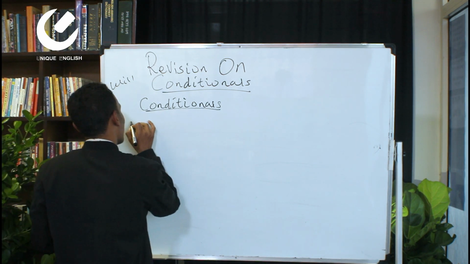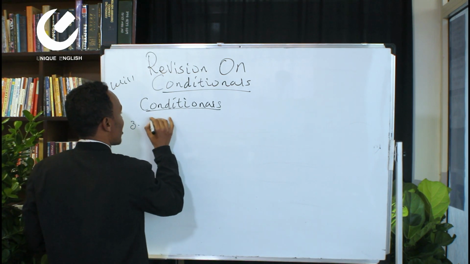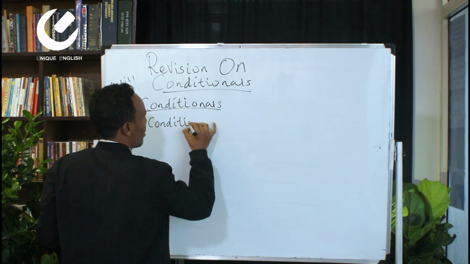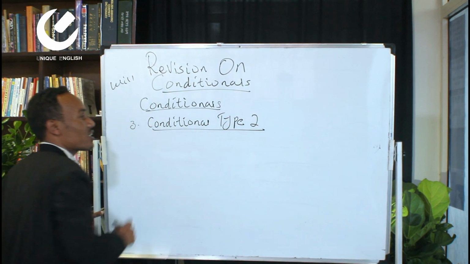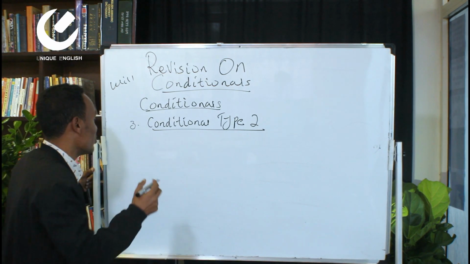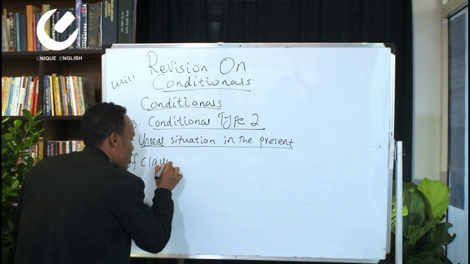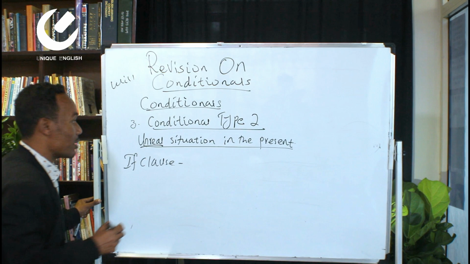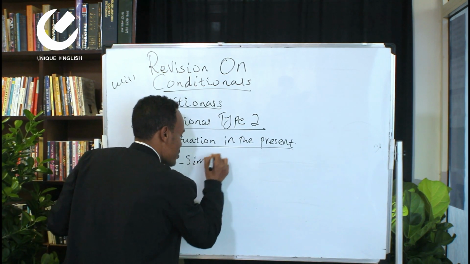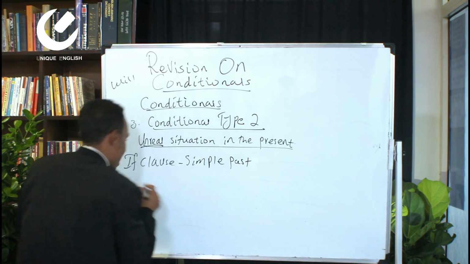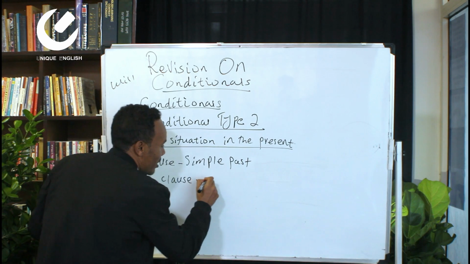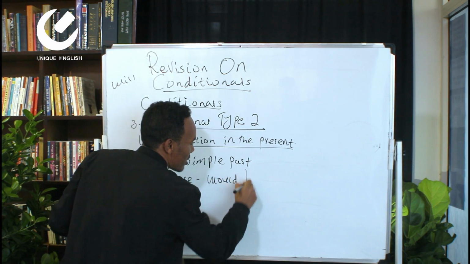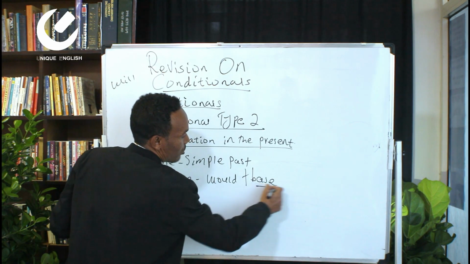But one of the confusions is conditional type 2. Type 2 is what this sentence is called, conditional sentence type 2. Look, so good. In the if clause, what shall we use? Simple past. And in the main clause, would. What do we use? Would with the base verb. It could also be could or something like that. I will tell you that. With the base verb.